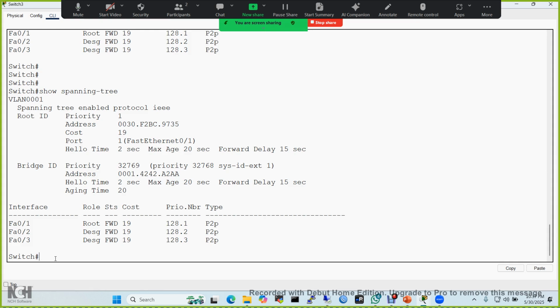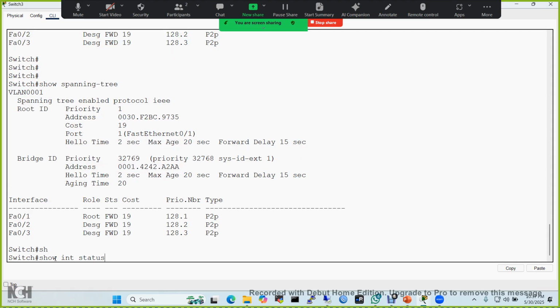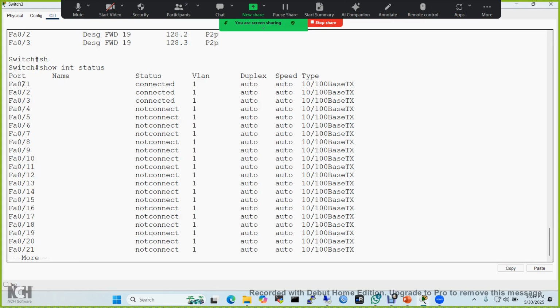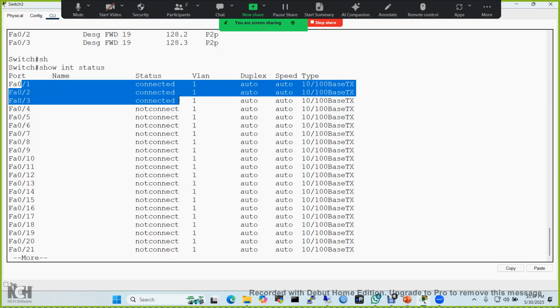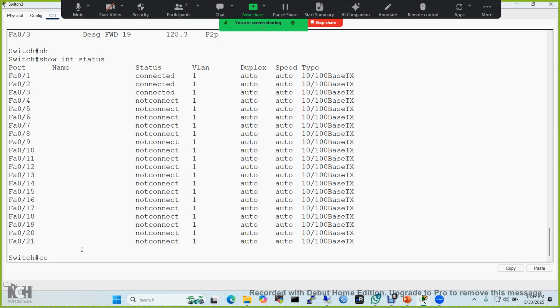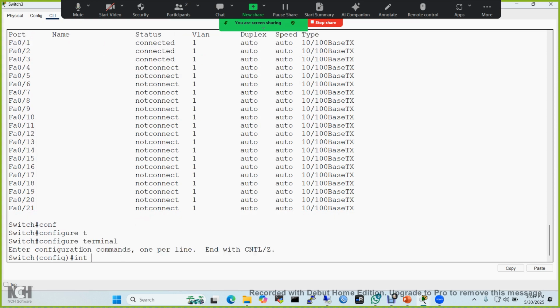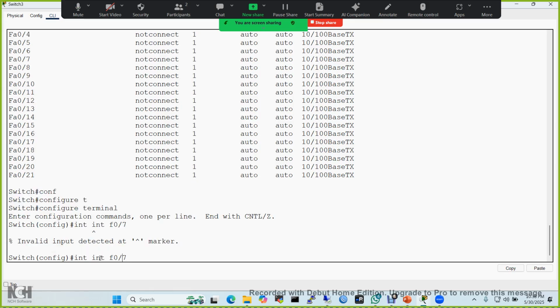I am showing this port. Which status is it showing? Connected. Yes. Interface F0/7.